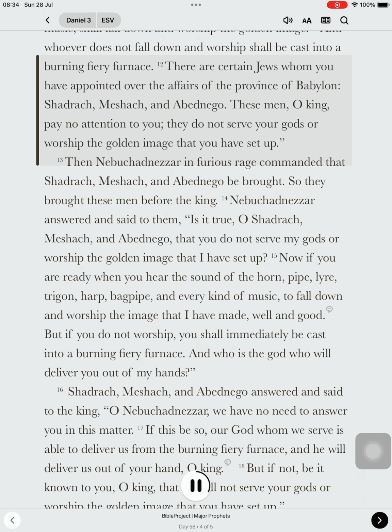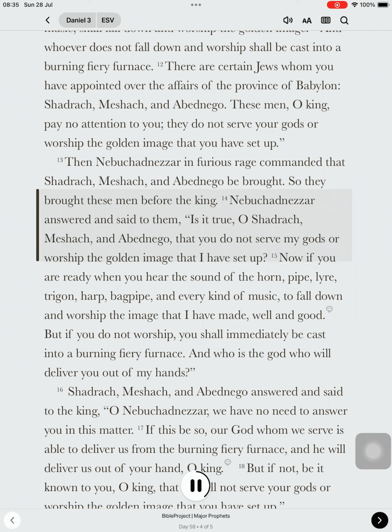There are certain Jews whom you have appointed over the affairs of the province of Babylon, Shadrach, Meshach, and Abednego. These men, O king, pay no attention to you. They do not serve your gods or worship the golden image that you have set up." Then Nebuchadnezzar, in furious rage, commanded that Shadrach, Meshach, and Abednego be brought. So they brought these men before the king.